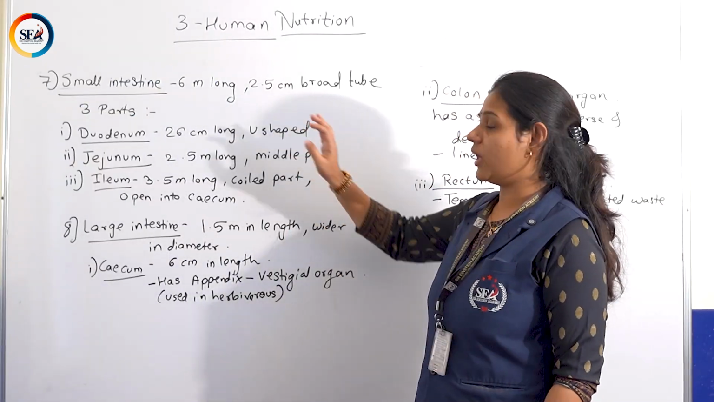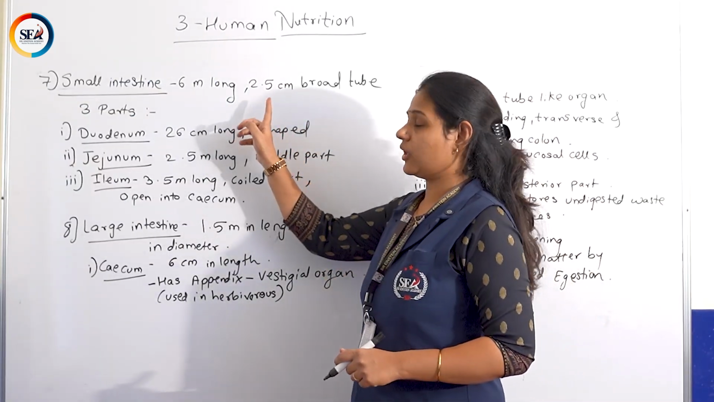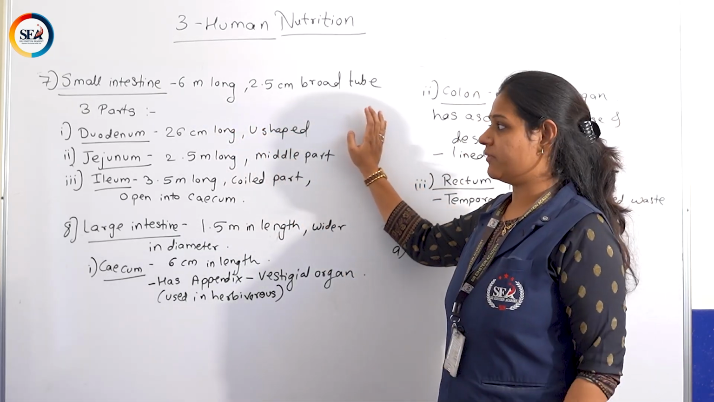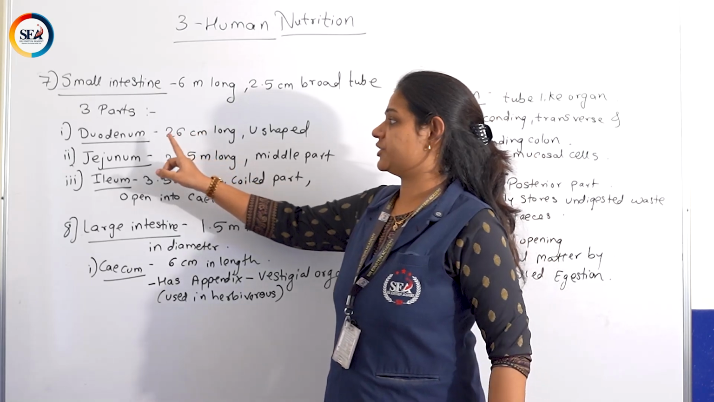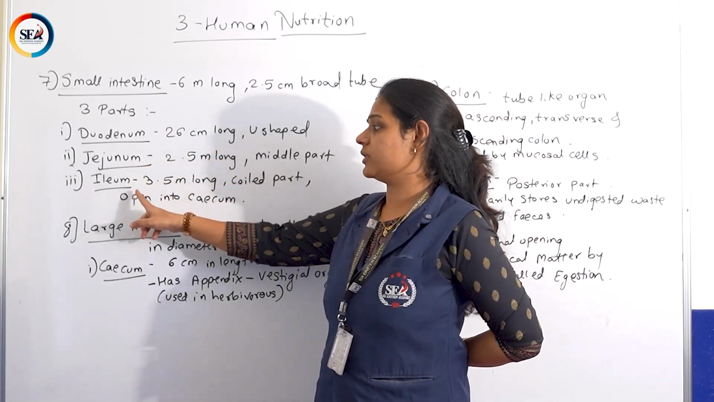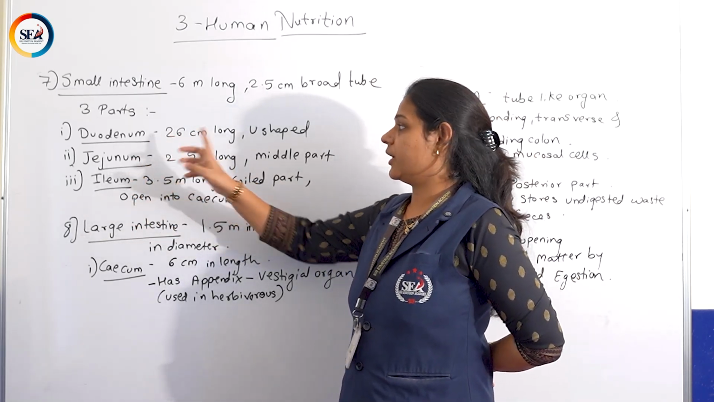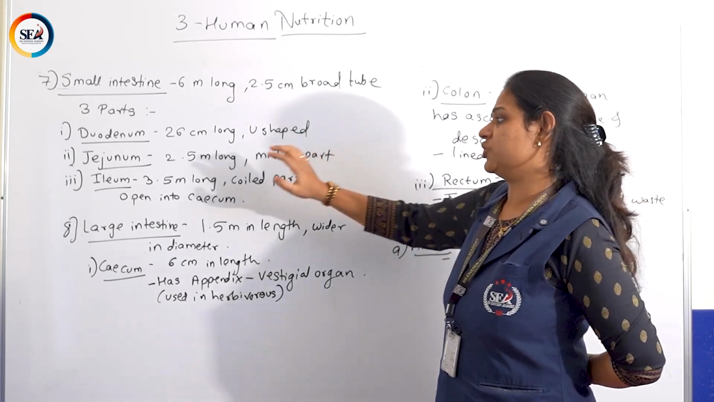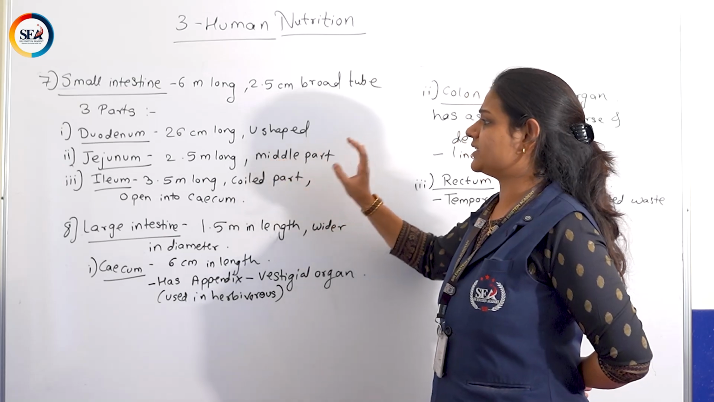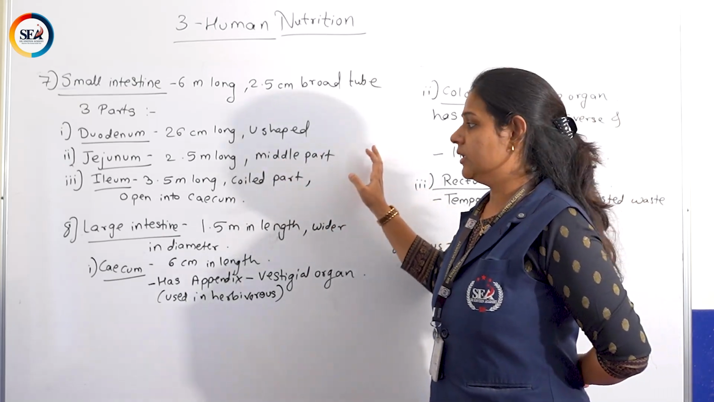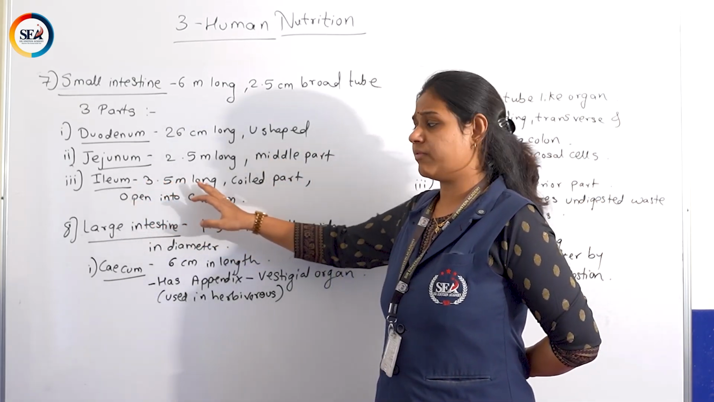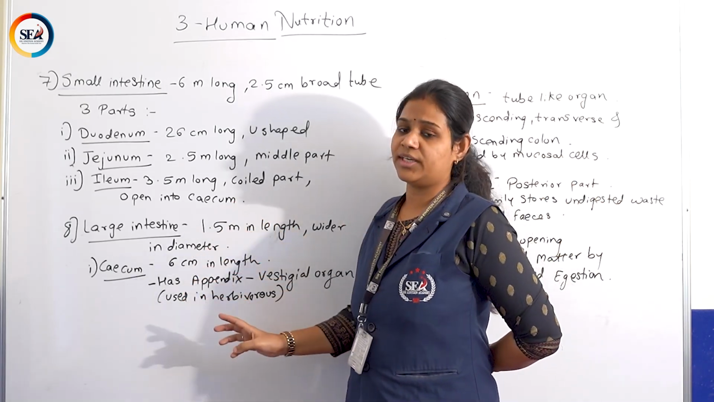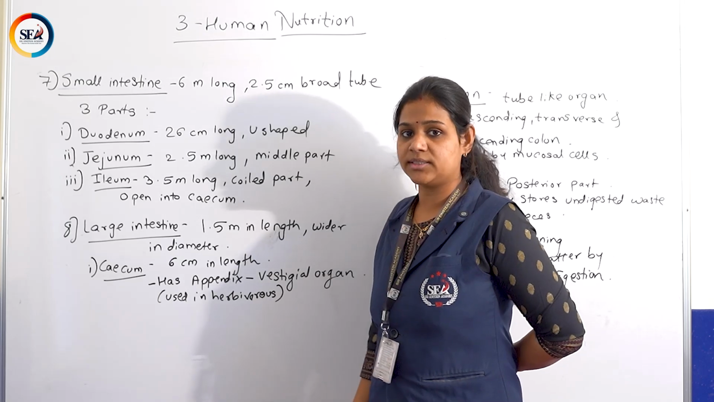The next part is the small intestine. The small intestine is 6 meters long and 2.5 centimeters in breadth, and it is a tube-like part which has a total of 3 parts. First is the duodenum, second is the jejunum, and third is the ileum. The duodenum is 26 centimeters long and is a U-shaped organ. The jejunum is 2.5 meters long and is the middle part of the small intestine. The third part is the ileum, which is 3.5 meters long, coiled, and opens into the cecum, the first part of the large intestine.